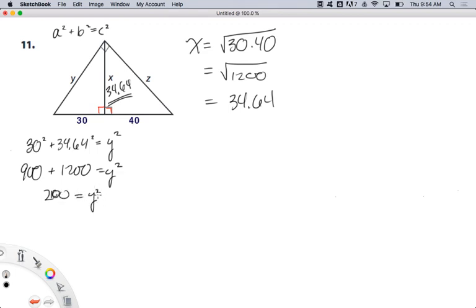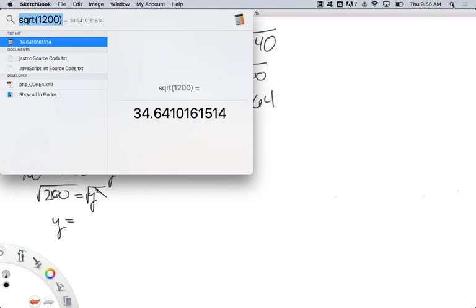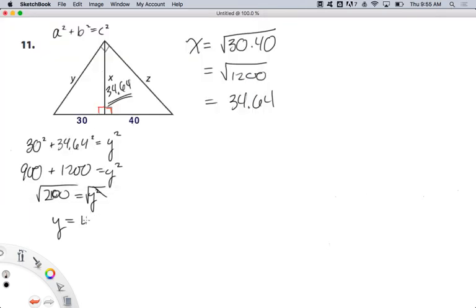2100 equals y squared. What do I do now? Square root both sides. I end up with y equals the square root of 2100, or 45.83. Okay, everybody find z now on your own. Go ahead and find z on your own.